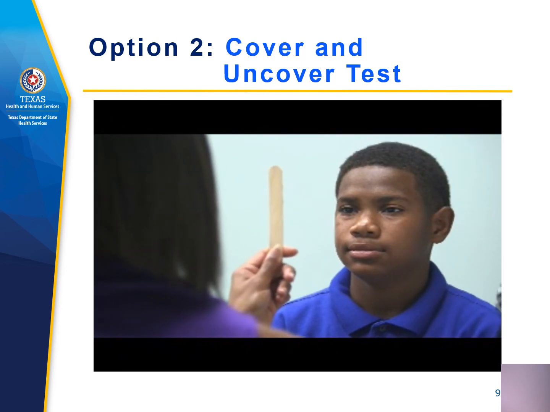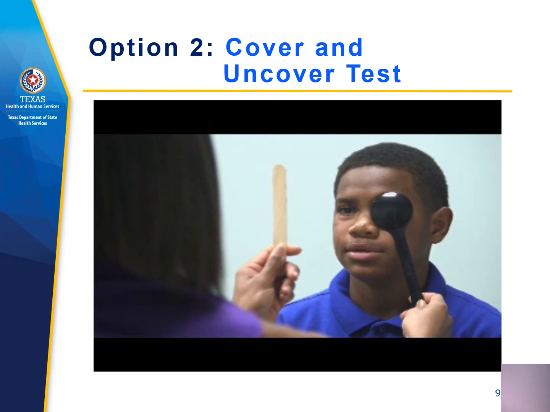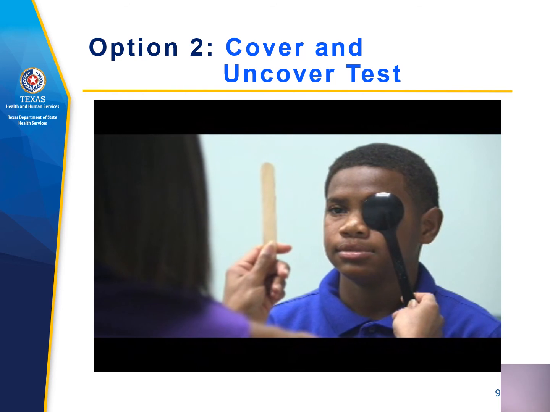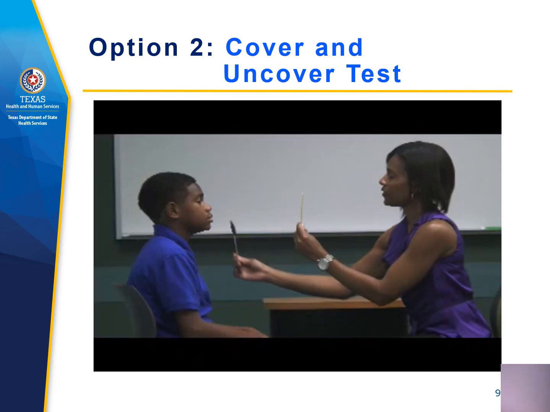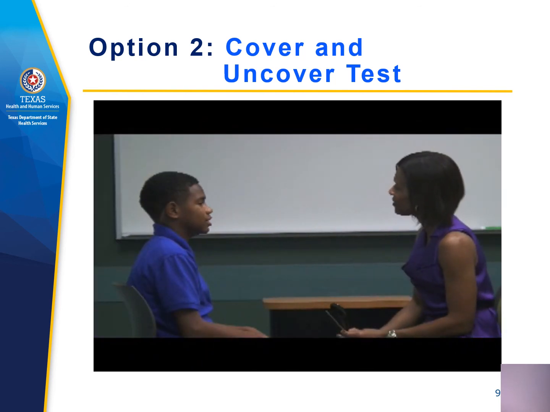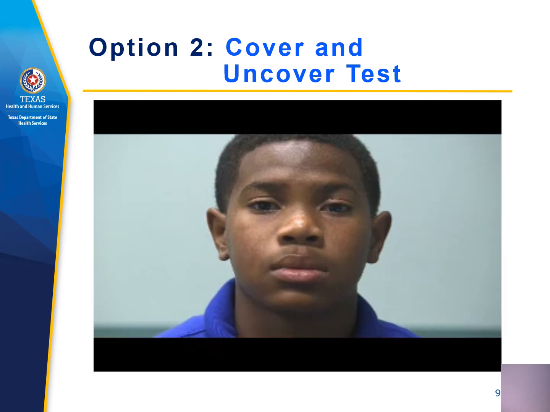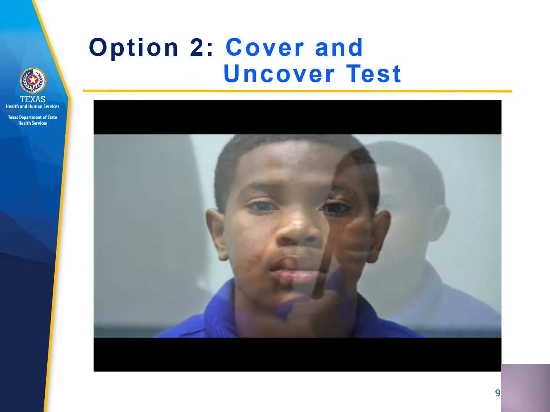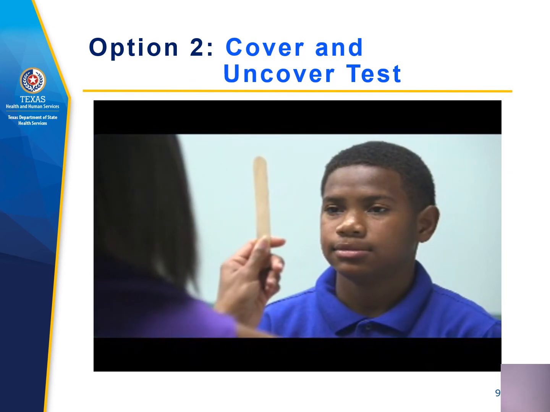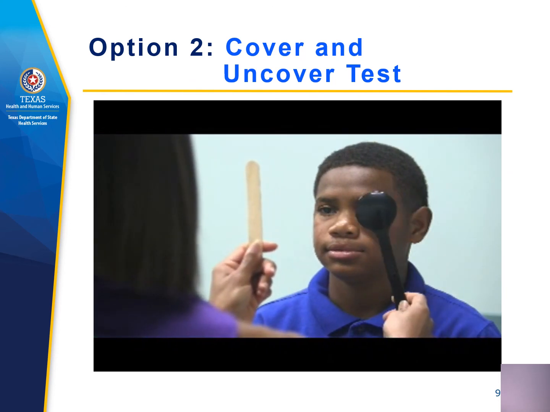Cover the left eye with the occluder while watching the right eye for any shifting. Leave covered for 2 to 3 seconds. Remove the cover while watching the left eye for any shifting. Allow 2 to 3 seconds for both eyes to fixate on the target object again. Repeat this procedure several times to confirm observations.